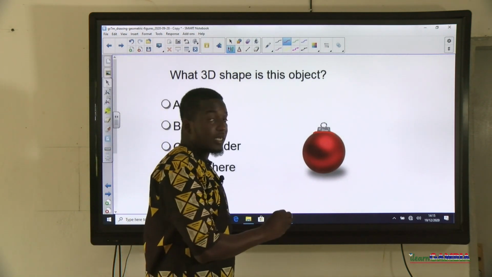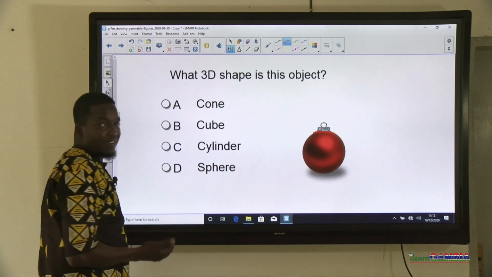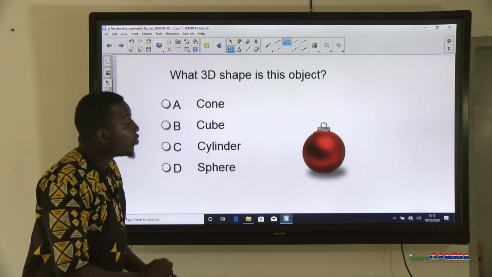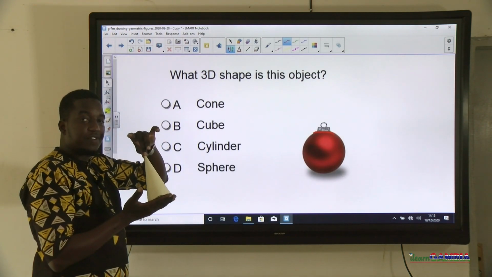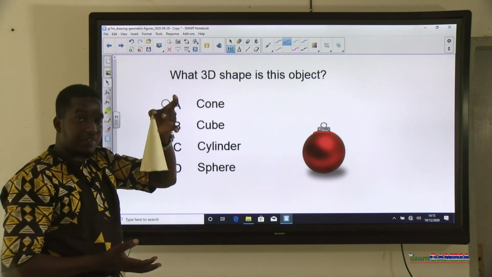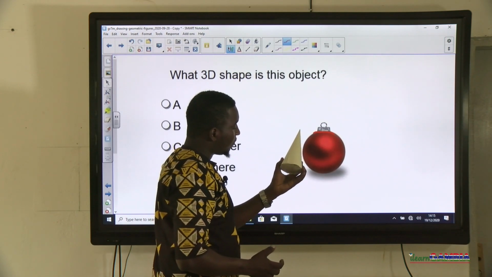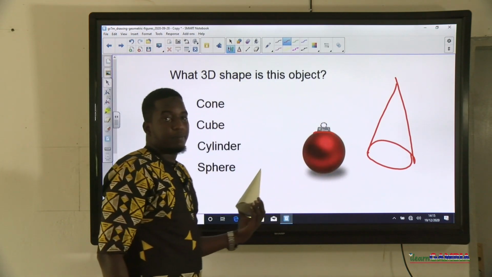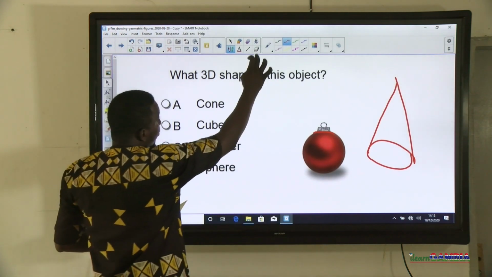So we are going to examine these options one after the other to determine what type of object we have. First, we have a cone. Now, what do we know about cones? We said a cone has a vertex, a curved surface, and a flat face. It has only one flat face. So look at the object that we have. Does it look like a cone? Cones look like that. Are they the same? The answer is no, they are not the same. So therefore, the object that we have is not a cone.